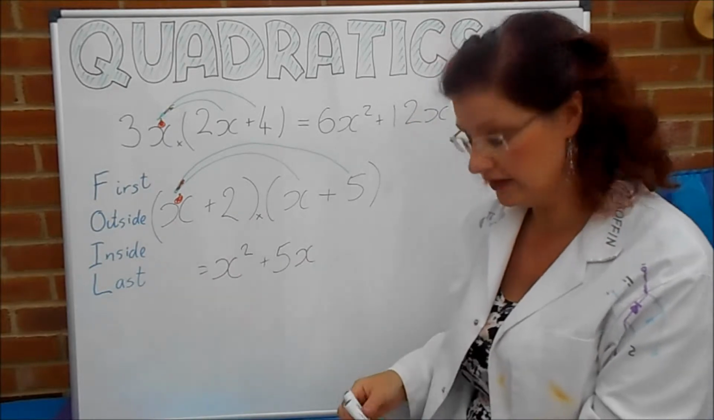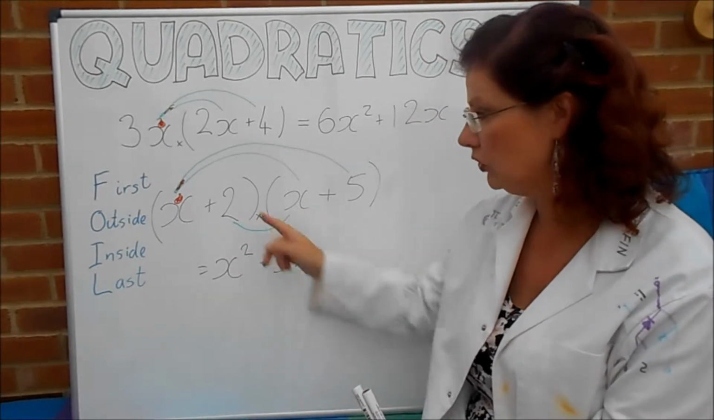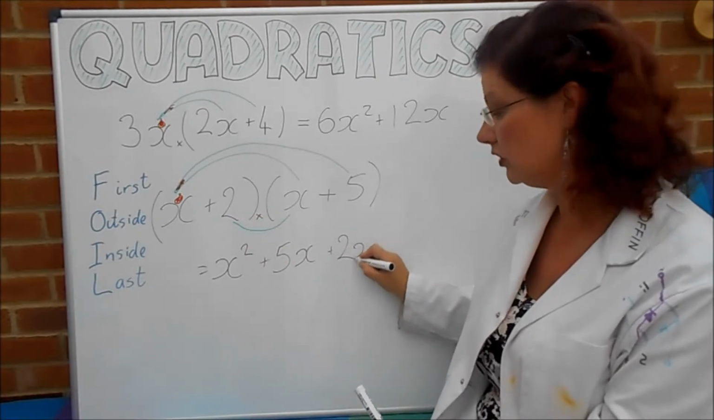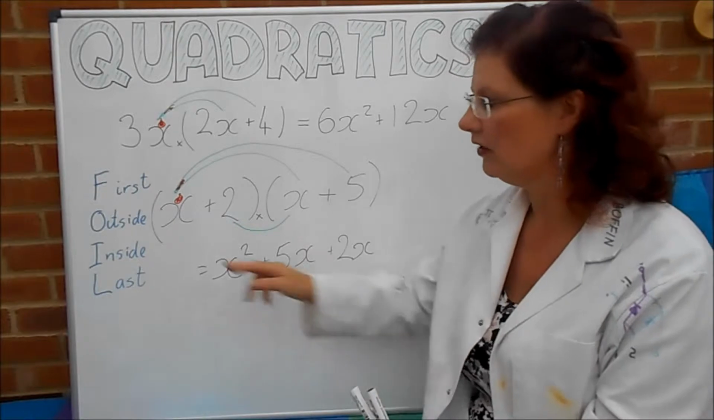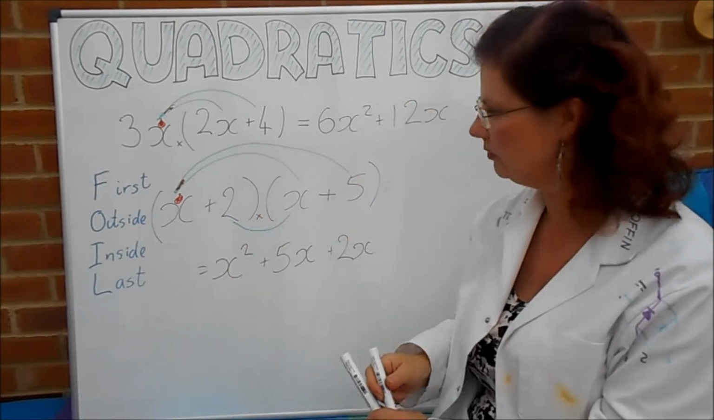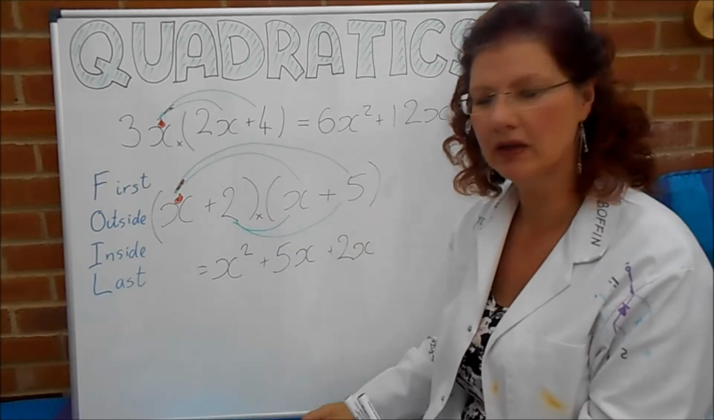Now it's the inside ones. That's the 2 times the x, 2x. And finally the last ones. The last one in this bracket times the last one in this bracket. And there's my other dragon claw.